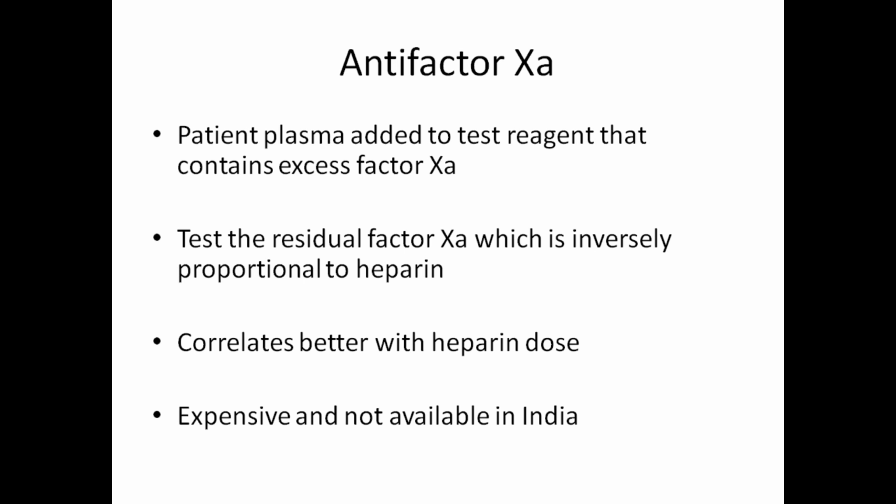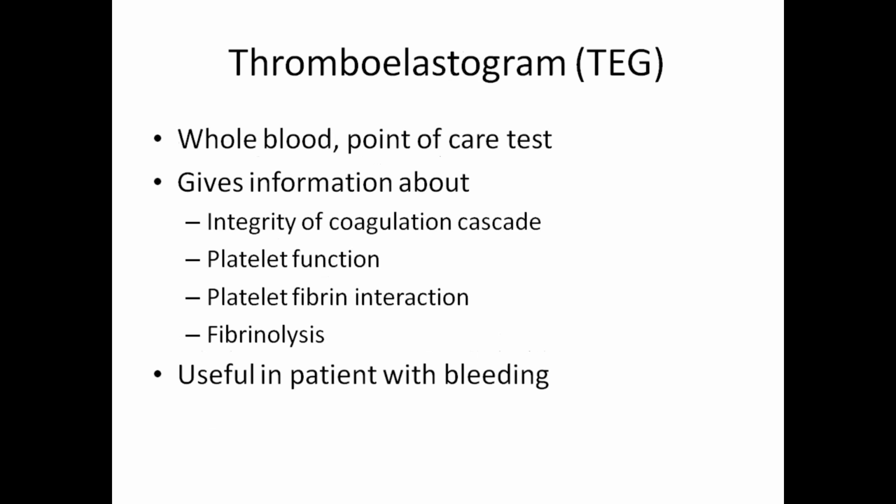The other one is the Antifactor Xa. When we talked about the action of heparin, one of its actions is that it inhibits factor Xa. So when you measure the Antifactor Xa, you take a blood sample and measure the leftover factor Xa using the Antifactor Xa assay. That gives us some idea of heparin activity. It seems to correlate better with heparin activity compared to the ACT or APTT. But the problem is that it's expensive, and it's not available in India. Maybe in future we may get there. Some of the Western US centers are routinely using Antifactor Xa instead of ACT. But again, it has its own issues.